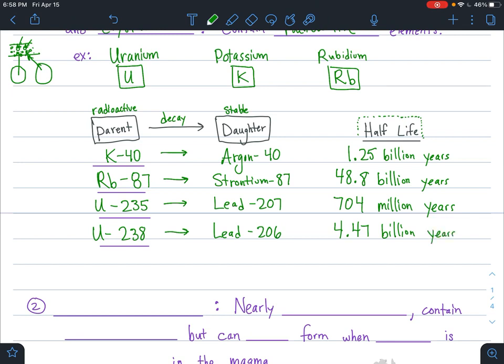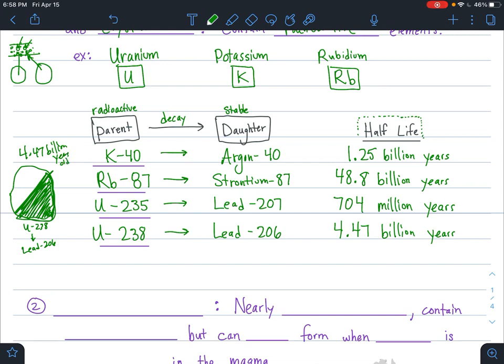So you can imagine that if we know that half of a sample of rock, let's say this is my rock here, and obviously it wouldn't be just this one half, but if we looked at all the atoms in my rock sample, if half of them had gone from uranium-238 to, let's say, lead-206, then I would know that that rock is 4.47 billion years old.